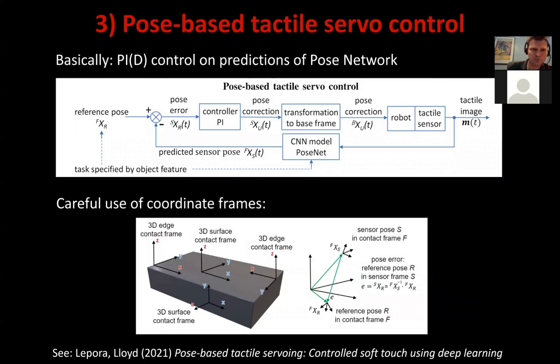Okay, so then pose-based servo control. I won't focus too much on this, but basically it's analogous to a pose-based visual servo control loop, but here using the tactile images to estimate the pose of the contact. That's then fed into a PID controller with a reference pose that determines the orientation of the sensor relative to the surface. The tricky thing is you have to be very careful about the coordinate frames and the notation and how these are handled in the code. But otherwise, it can basically be viewed as a PI controller in this case.